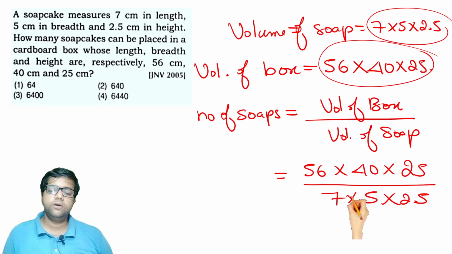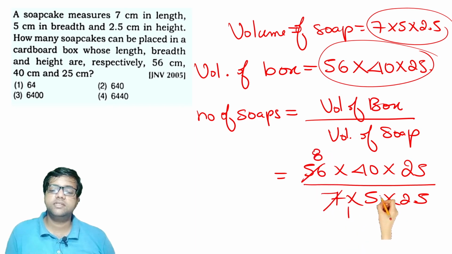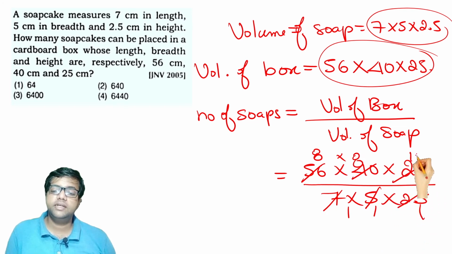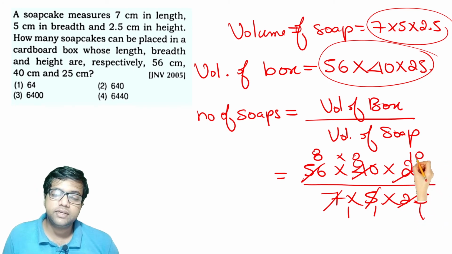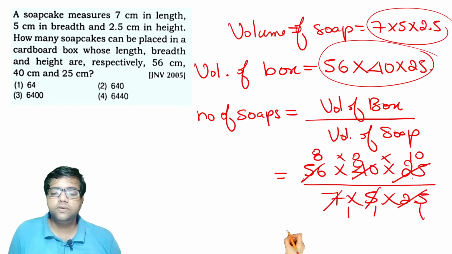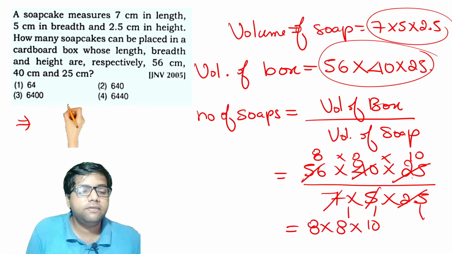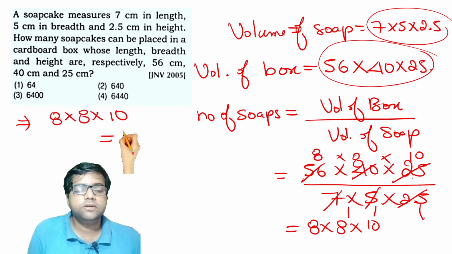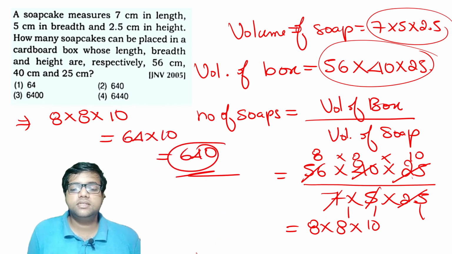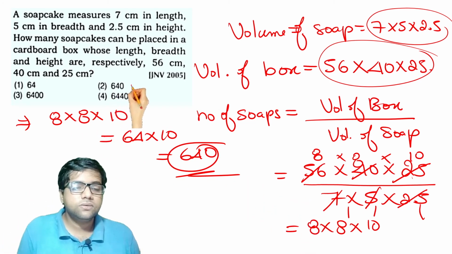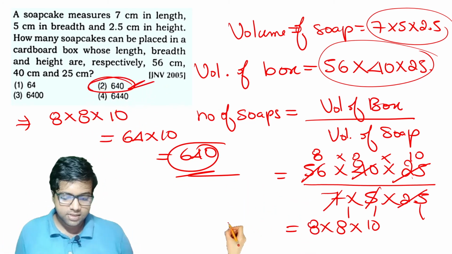So what do we have here? 7 1s are 7, 7 8s are 56, 5 1s are 5, 5 8s are 56, 2.5 10s are 25, because if I multiply 10 to 2.5 it becomes 25. So you will get 8 into 10, which is also equal to 64 into 10, which will give you 640. 640 is the right answer. So option 2 is the right answer here.